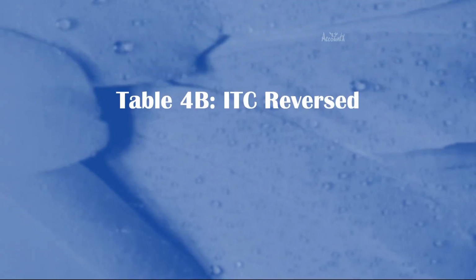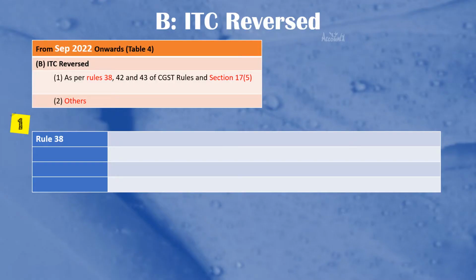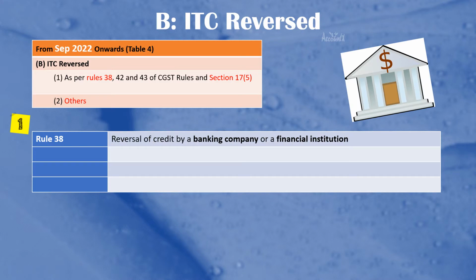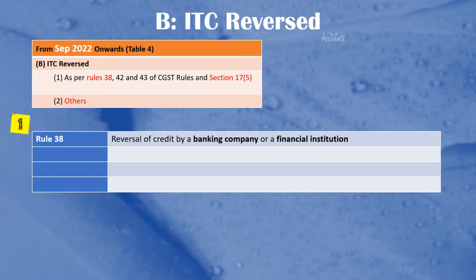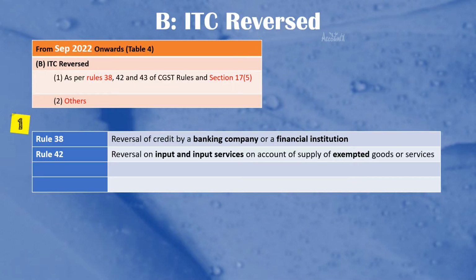Let's now understand in detail what are the changes that have been made. There's no change in Part A, so let's directly jump into Part B. Rule 38 is applicable to banks or financial institutions, including non-banking financial companies. These entities have an option to avail 50% of input tax credit even if they are into exempt services. In other words, 50% of input tax credit has to be reversed, and such reversals can be done through this head.